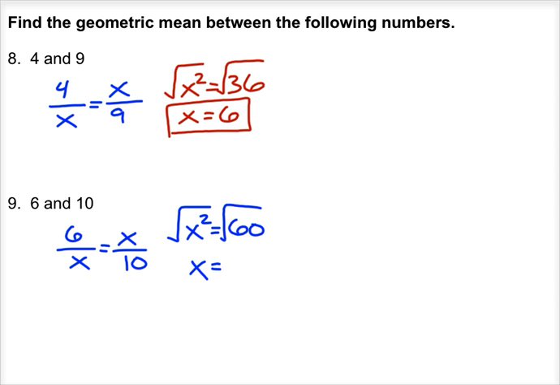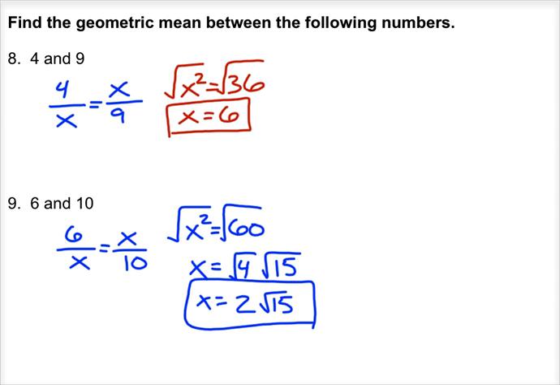Well, 4 goes into 60, and I know the square root of 4. And 4 goes into there 15 times. So I really know that the square root of 4 is 2. The square root of 15 doesn't come out nice, and I can't split it up at all either. So here the geometric mean happens to be 2 square roots of 15.